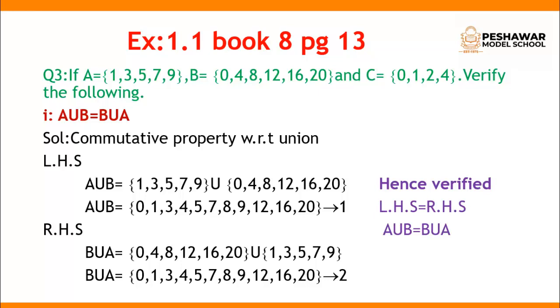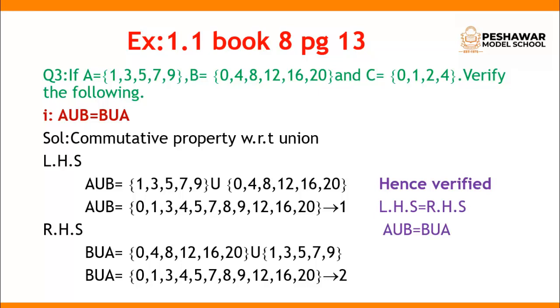So question number 3. If the elements of set A are 1, 3, 5, 7, 9, set B is equal to 0, 4, 8, 12, 16, 20, and C is equal to 0, 1, 2, 4. Now we have to verify these laws. Our first question is A union B is equal to B union A.